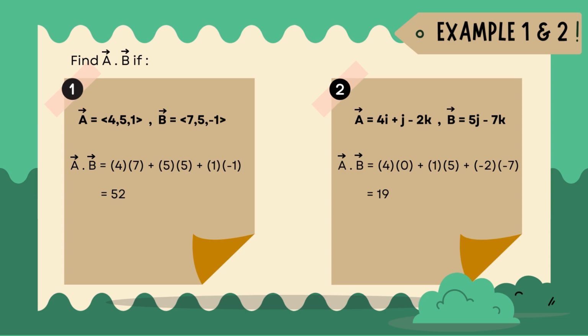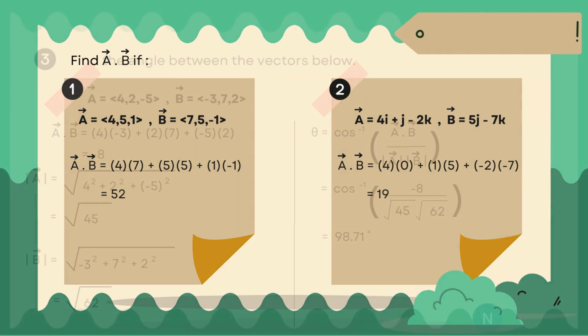Example 2, vector A equal to 4i plus j minus 2k. Vector B equal to 5j minus 7k. So vector A multiply vector B equal to 4 multiply 0 plus 1 multiply 5 plus negative 2 multiply negative 7. Then the answer is 19.